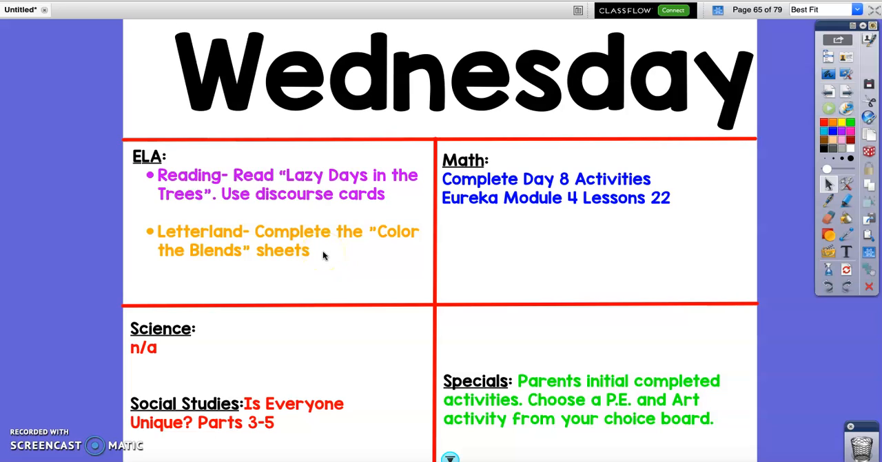Letterland, we're going to complete the blend sheets. There's 2 of them. We're going to do one whole one together here on the videos, and then you're going to try to do the other one by yourself and submit it into Class Dojo on your student portfolio. I really need you guys to be submitting your work in. I only have a few people submitting their work in. Just submit it in so I can make sure that you're doing it correctly and things, okay?